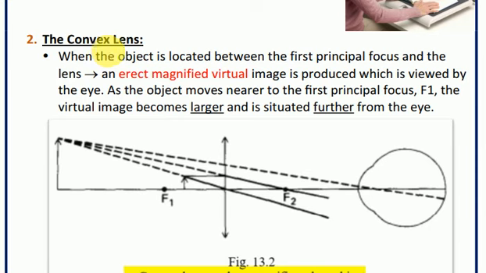And there is the convex lens. When the object is located between the first principal focus and the lens, an erect, magnified virtual image is produced which is viewed by the eye. As the object moves near the first principal focus f1, the virtual image becomes larger and is situated further away from the eye.